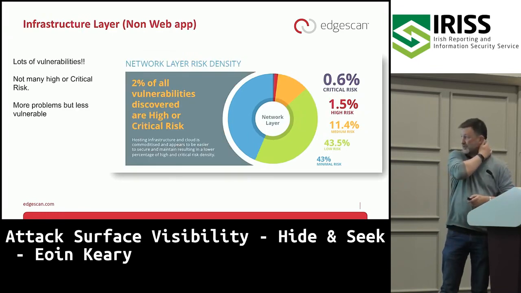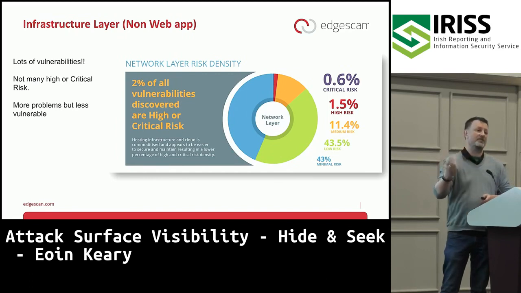Again, with the infrastructure layer, it's a similar story. What we see, though, is less critical and high risks, as you can see. The reason for that, I think, is that it's commoditized. Servers are commoditized. There are only so many flavors of a server, and only so many moving parts in a piece of infrastructure. Therefore we've got a handle, to some degree, on how to fix this stuff, assuming we're doing the patching and whatnot.